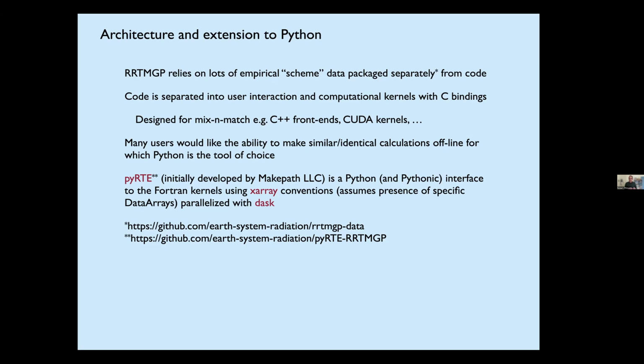So it is a Python, and I stress Pythonic, interface to the Fortran kernel. So users are using the same underlying code and the same underlying data that the weather prediction or the climate models are using, but they're doing it in Python in the kind of Pangeo ecosystem. We follow Xarray conventions. And in our case, we have specific data arrays. That's how we do that. And it's parallelized with Dask.